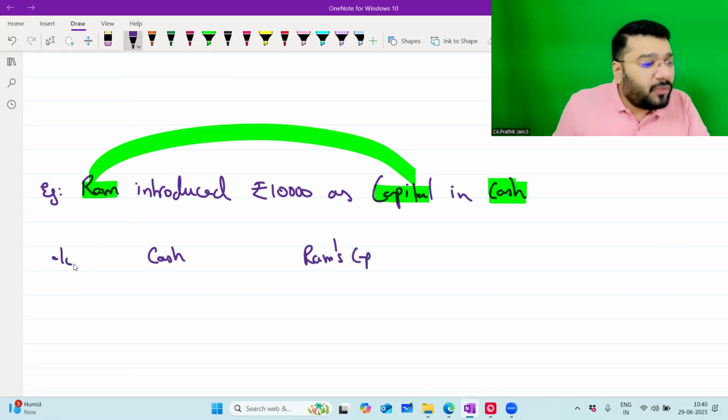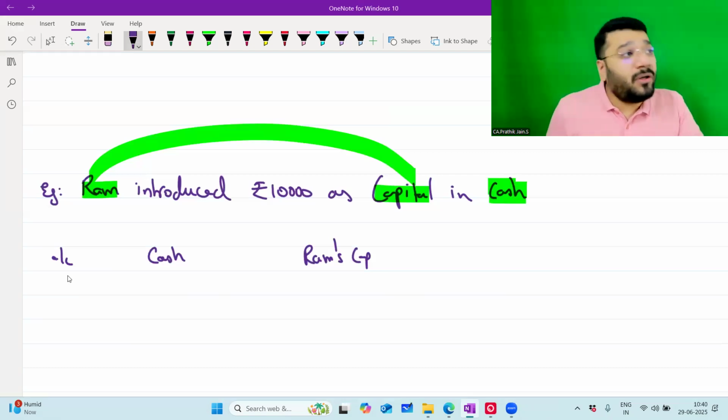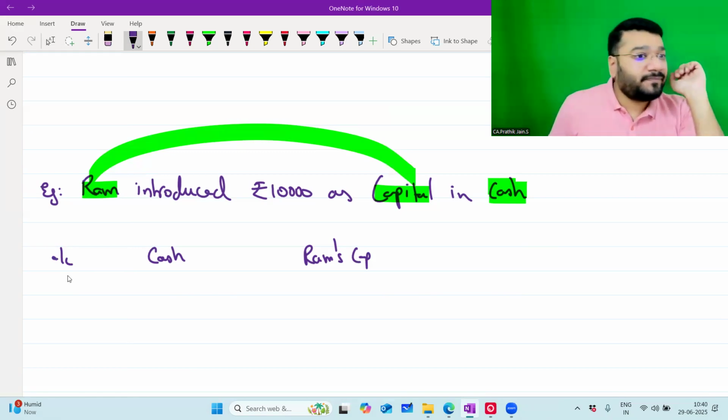Once you identify the accounts, second, you're supposed to classify. As per modern rule, please tell me, cash is what classification? Asset, liability, capital, expense or revenue? Revenue means income; what is revenue, I'll tell you in some time. Asset. Very good.